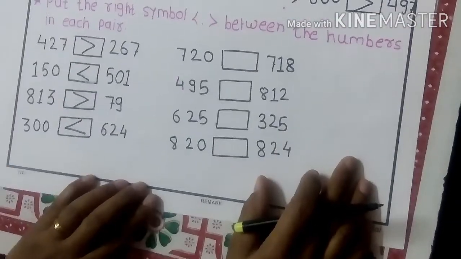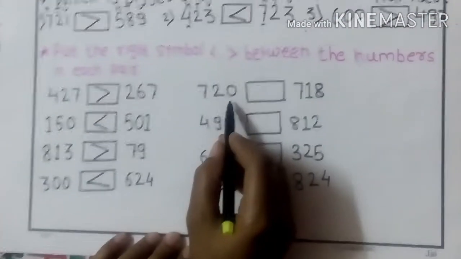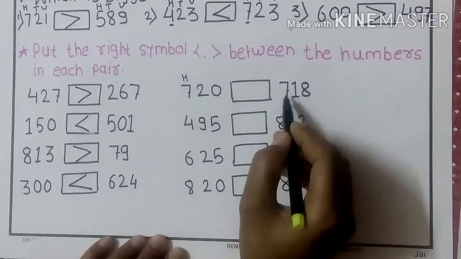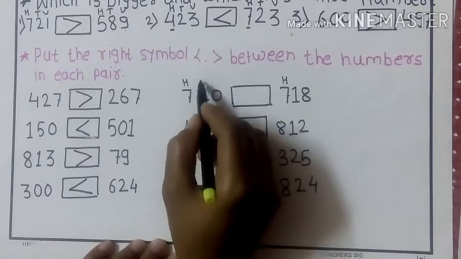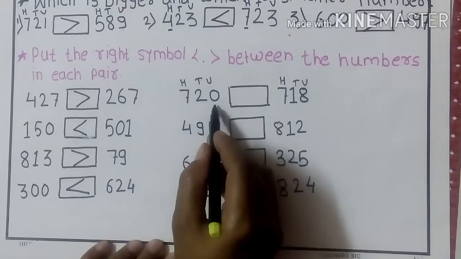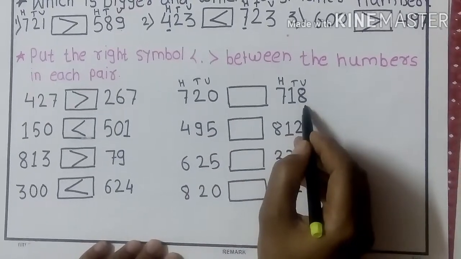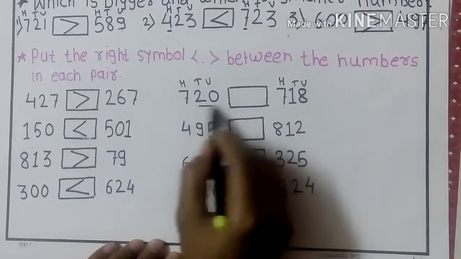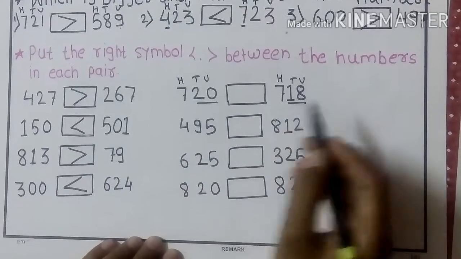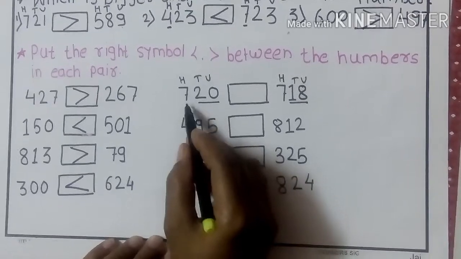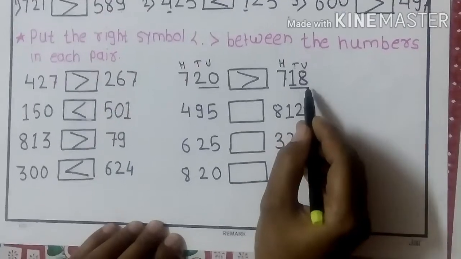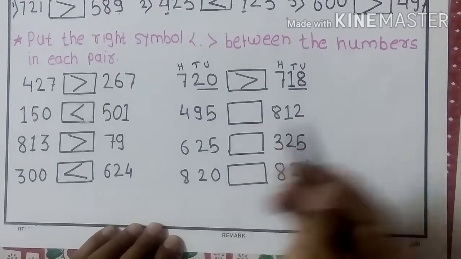We go to the next example, 720 and 718. Here the hundreds place is the same. In the tens place we see now. In the tens and units place here is 20 and here is 18. 20 is always bigger than 18. Okay, therefore 720 is bigger than 718.